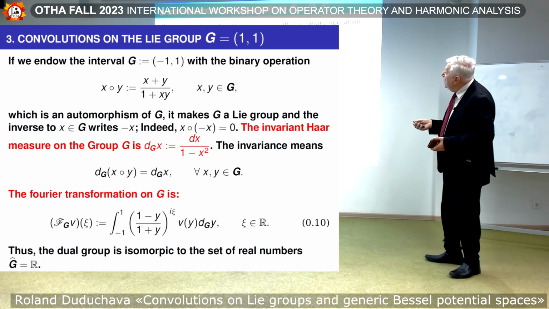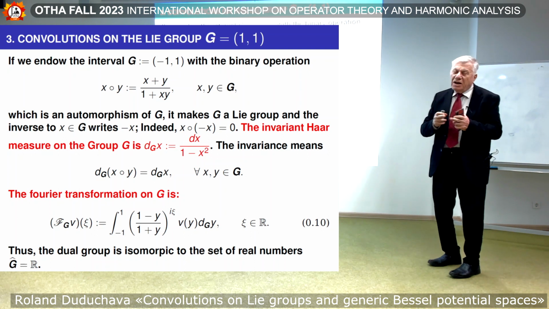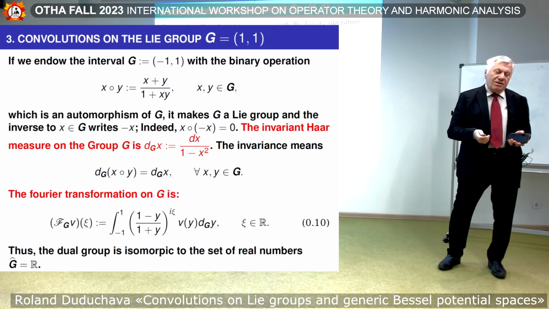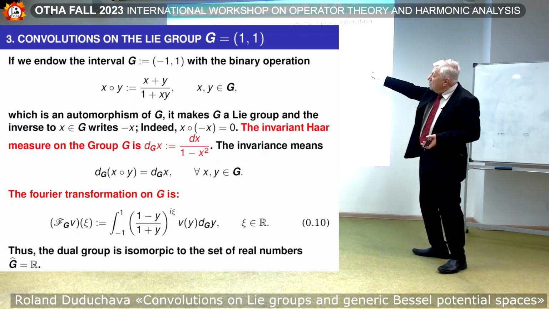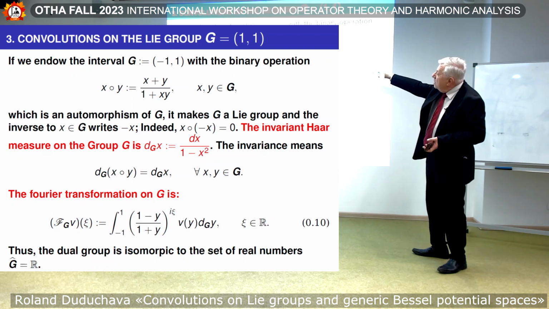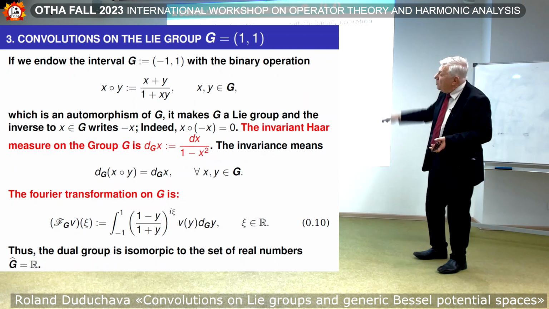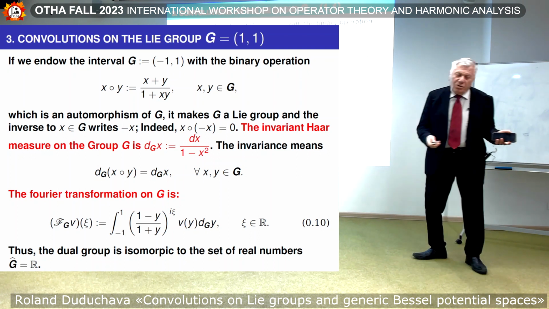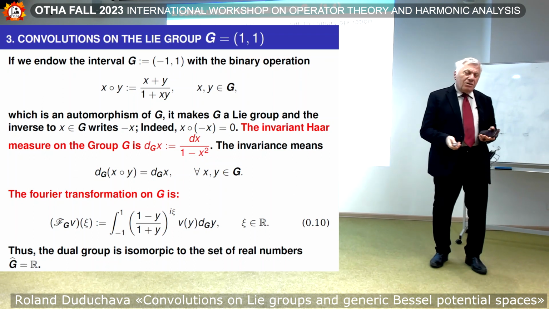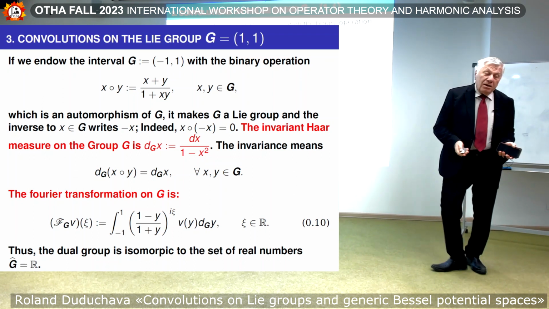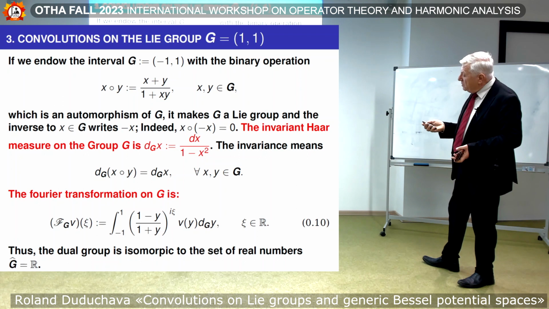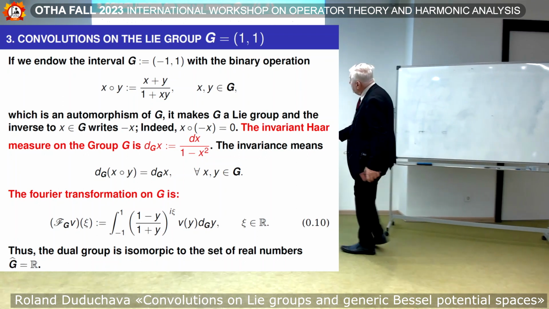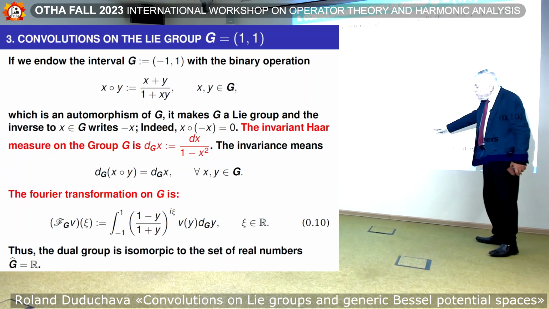Reading this work, I noticed that the interval minus 1, 1 is a Lie group under this operation, which is here: not sum, not quotient, but x plus y divided by 1 plus xy. The inverse of x is, of course, minus x. The neutral element is 0 again. And the Fourier transform is defined. Here is the Fourier transform. It looks a bit different, of course.